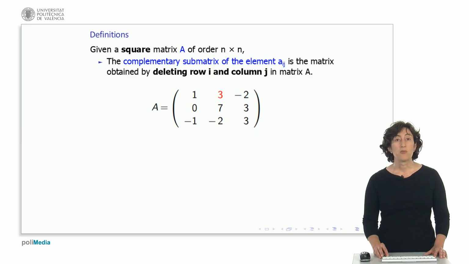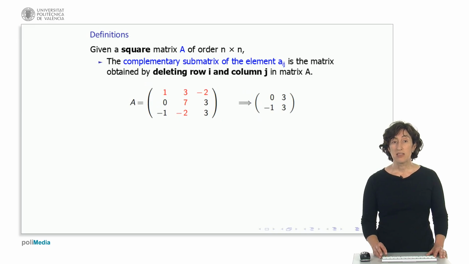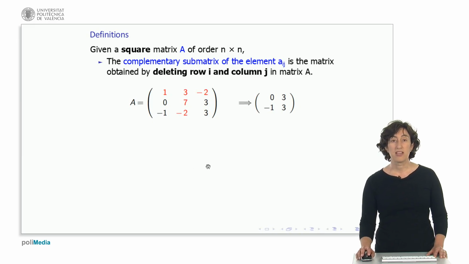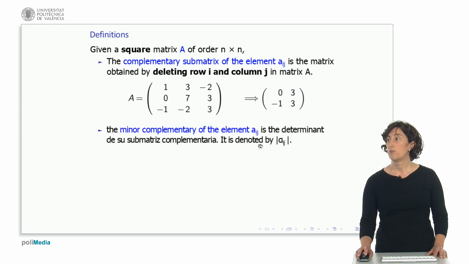Well, if this complementary submatrix is also square, we calculate its determinant, and we obtain what is known as the complementary minor. The complementary minor of the element a sub ij is the determinant of the complementary submatrix of that element, and it will be denoted by this expression. For example, in the previous case, for this 3, the complementary minor of that 3 is the determinant of this submatrix, 0, 3, minus 1, 3, which is exactly 3. It is a number because it is a determinant.